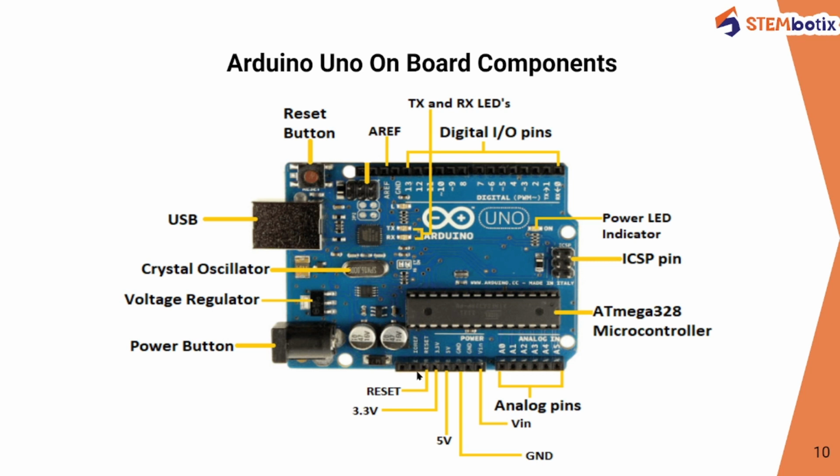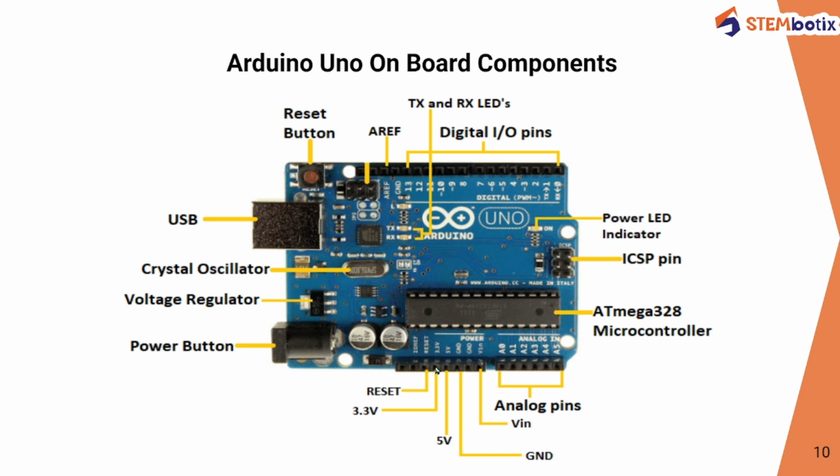After that, we have a reset button. This Arduino reset button is used to start the program from the beginning. Means if you want your program to start from the beginning, you just need to press this reset button and the program will start from the beginning. Also we have a reset pin over here for a similar purpose, to reset your program from the start. So you can use either this reset pin or you can press this button.